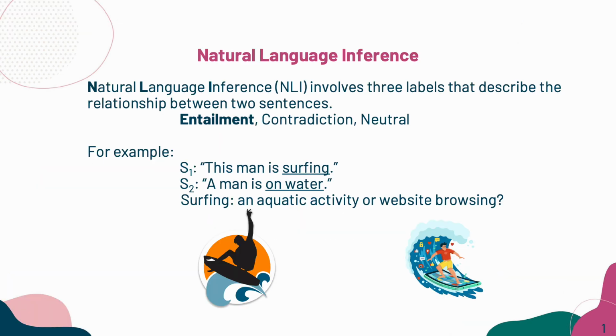We start with the task we mainly focused on in this work. The first one is natural language inference, NLI. It involves three labels that describe the relationship between two sentences: entailment, contradiction, and neutral.